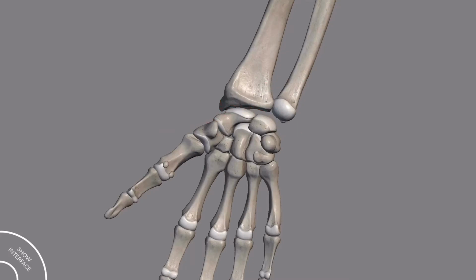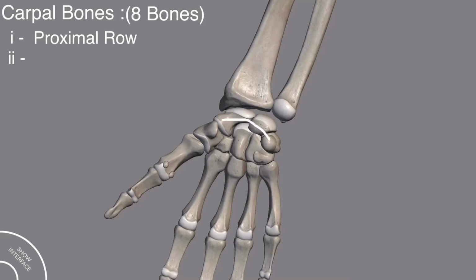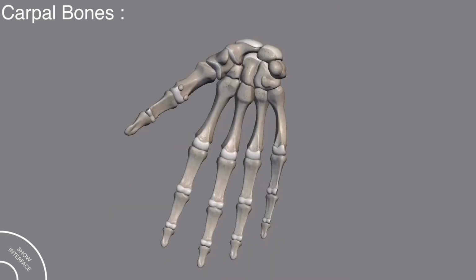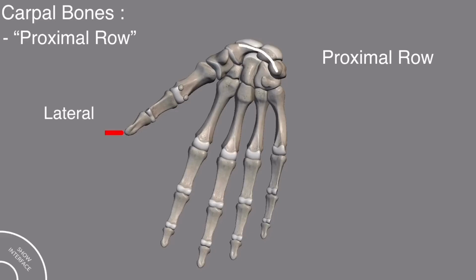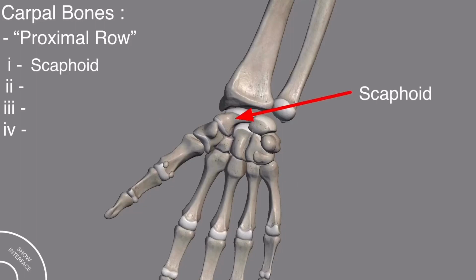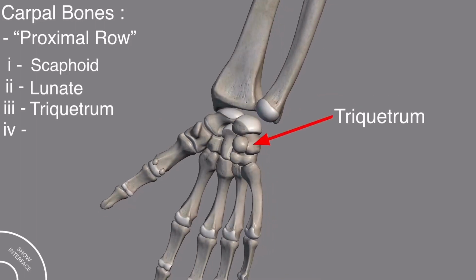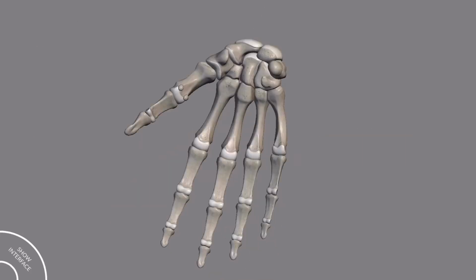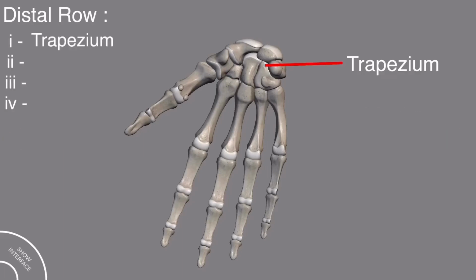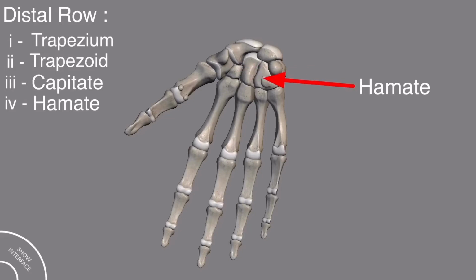Now we come to the carpal bones. There are 8 carpal bones, and we have divided them into 2 rows: the proximal row and the distal row. The proximal row has 4 bones, and the distal row also has 4 bones. The bones of the proximal row from lateral to medial are the scaphoid, lunate, triquetrum, and the pisiform. And the bones of the distal row from lateral to medial are the trapezium, trapezoid, capitate, and the hamate bone.